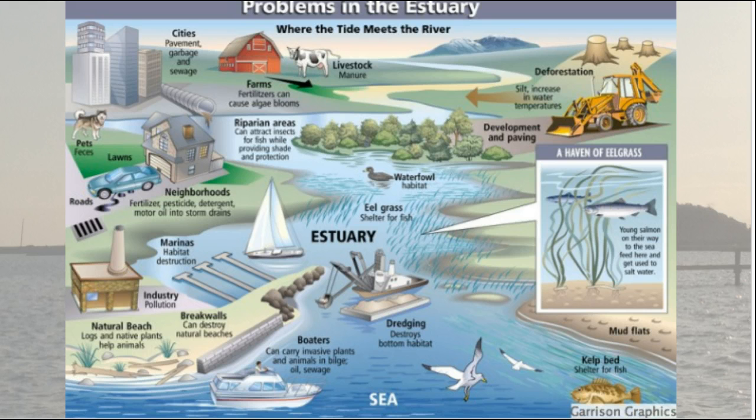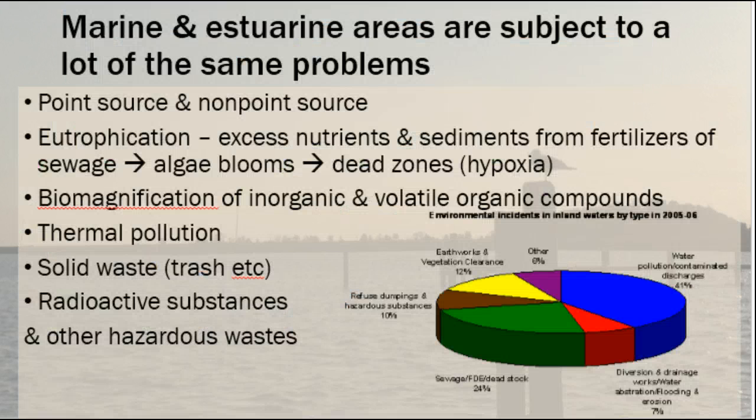So I want you to keep in mind that all that fresh water is going to drain into first an estuary and then out into the marine environments of the oceans. And a lot of these areas are subject to the same problems as freshwater. So all the things that we've talked about so far, it doesn't just go for freshwater. Those point source and non-point source pollution problems are still going to be an issue in marine systems.